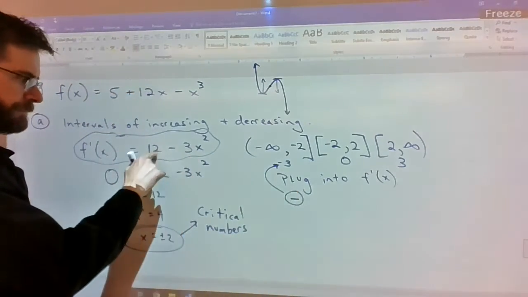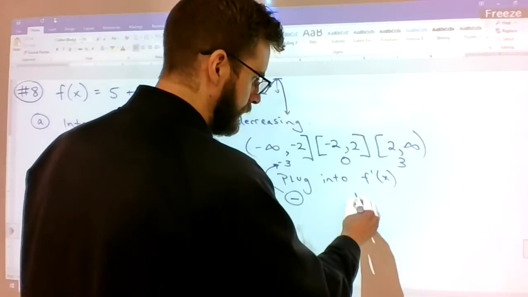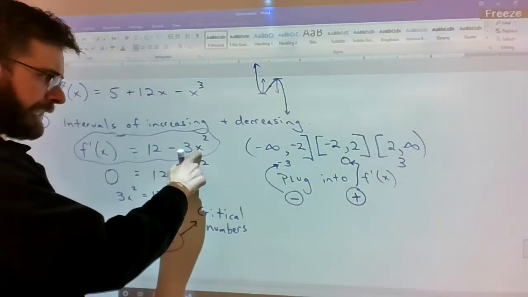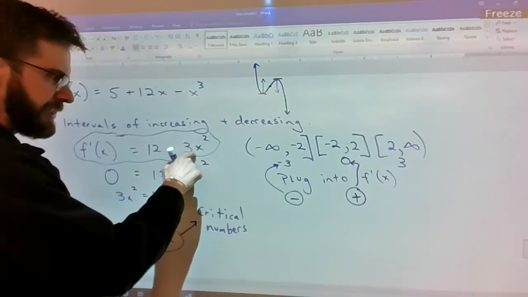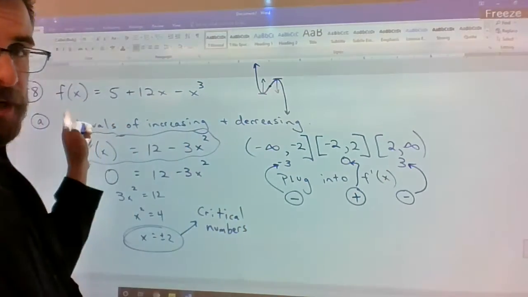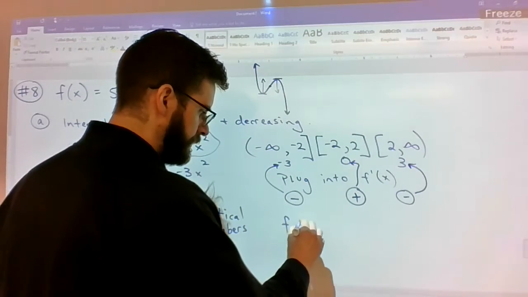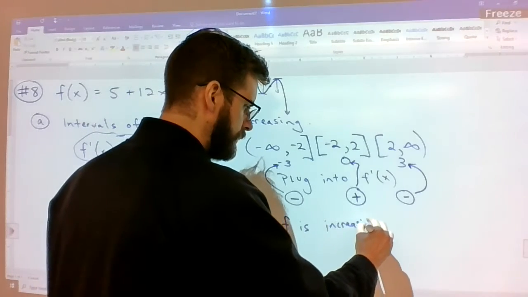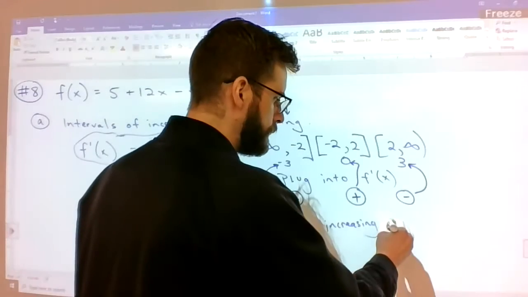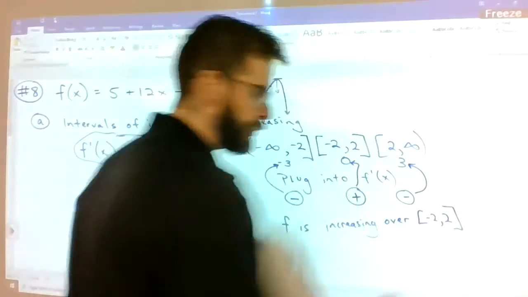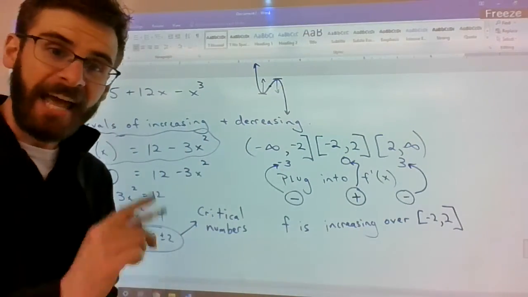If you try 0, that's going to be 12 minus 0. That's positive. And then 3, that's going to be 12 minus 3 times 3 times 3. That's going to be a negative number as well. So this tells us that our function f is increasing over the interval negative 2 to 2. F is decreasing.